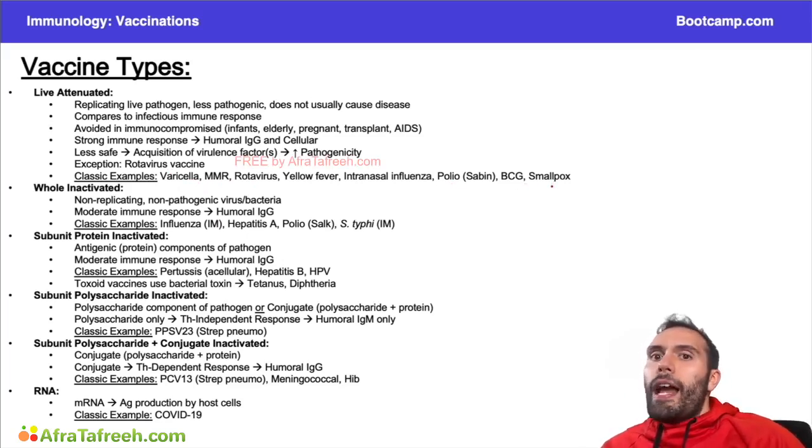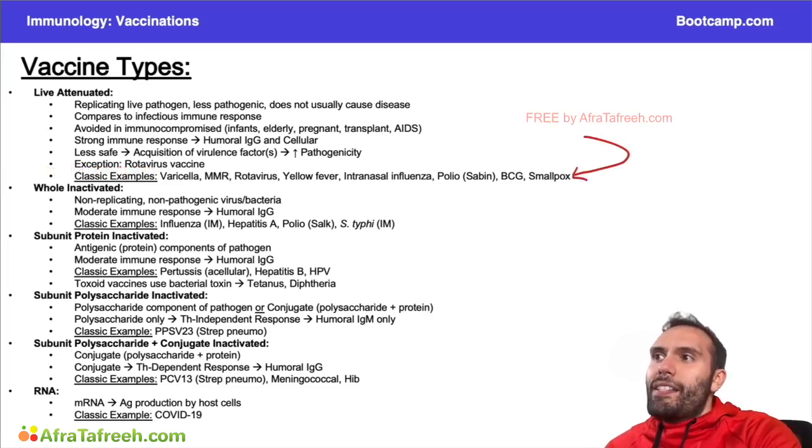The thing I want to call your attention to, though, is that when you go through some of these mnemonics, it's really easy to get the different vaccines confused. So what I like to do is look at the examples where there are only one or two major examples. You'll see that the live attenuated category has a lot more examples in general.